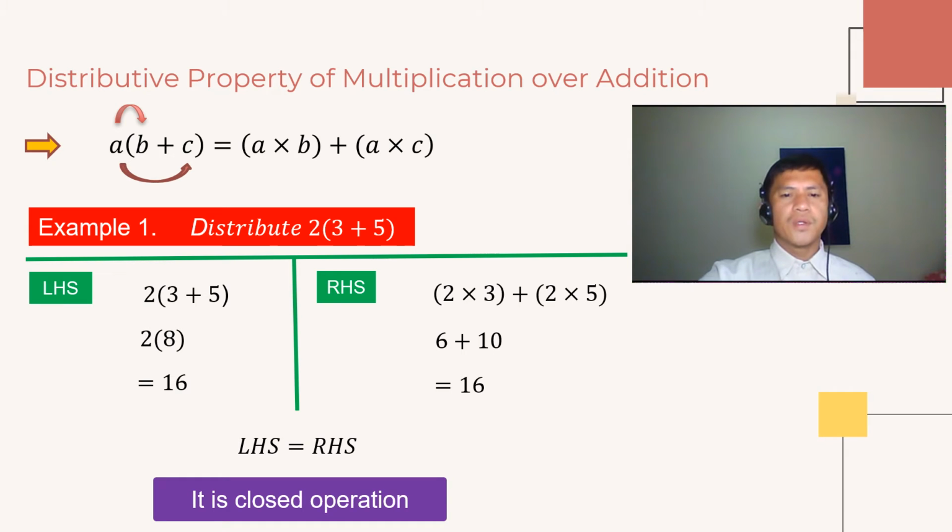Distribute 2 times quantity 3 plus 5 using the left-hand side solution. Applying PEMDAS, we solve first the expression inside the parentheses. So 3 plus 5, 8. 8 times 2, 16. So that is the answer for the left-hand side. On the right-hand side, we simply apply the distribution of factors. So we have 2 times 3, 6, 2 times 5, 10. Then we sum them up, so we arrive with 16. As we can see, the left-hand side is equal to the right-hand side. So therefore, we can say it is a closed operation.